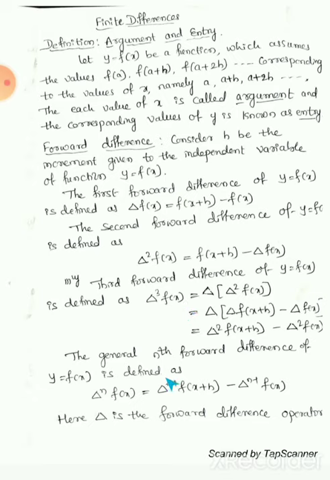The general nth forward difference, you can write as del raised to n f of x is equal to del raised to n minus 1 f of x plus h minus del raised to n minus 1 f of x. Here del is the forward difference operator. This is the operator I told you about previously. Like that we can define the forward difference.